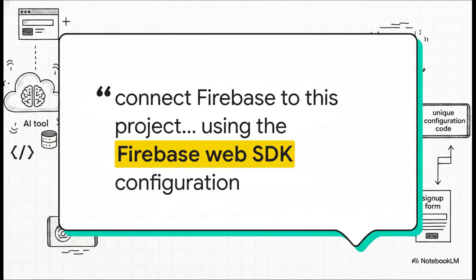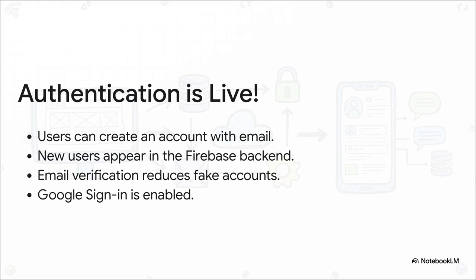So with the backend ready to go, we've got to connect it to our website. Firebase gives you this unique configuration code that lets your site talk to its services. And here's the cool part. We can just treat an AI tool like our own personal developer. We give it a clear instruction, hand over that config code, and it just writes the code we need for our sign-up form. And just like that, authentication is live.